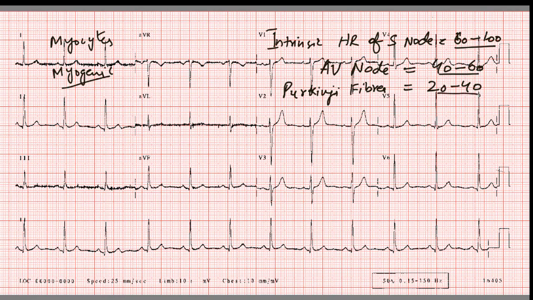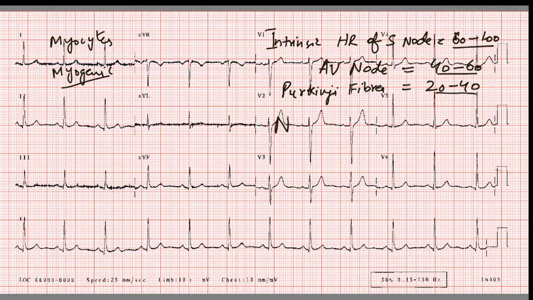So you see, the SA node has the highest intrinsic heart rate of around 60 to 100. The Purkinje fibers have the highest conduction velocity, but the SA node has the highest intrinsic heart rate. So the SA node overdrives the whole conduction system and acts as the natural pacemaker. Now coming back to our main topic, that is normal sinus rhythm.